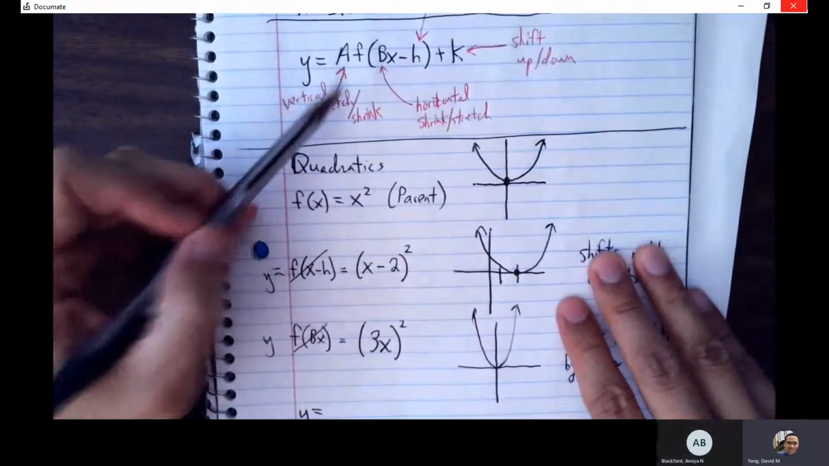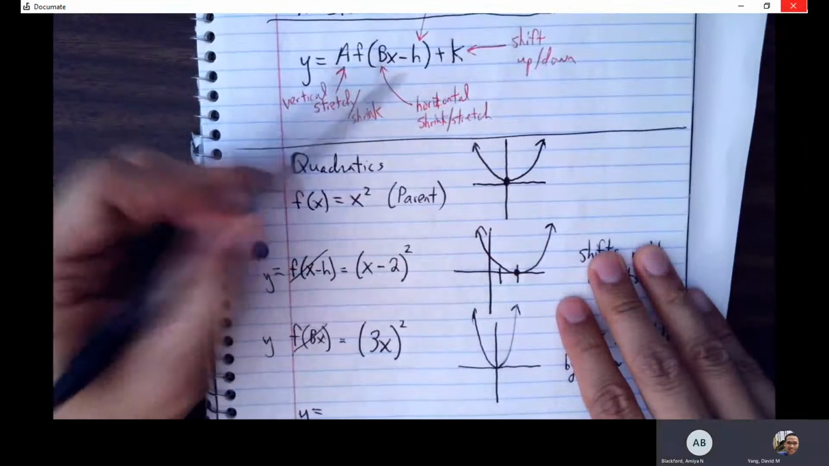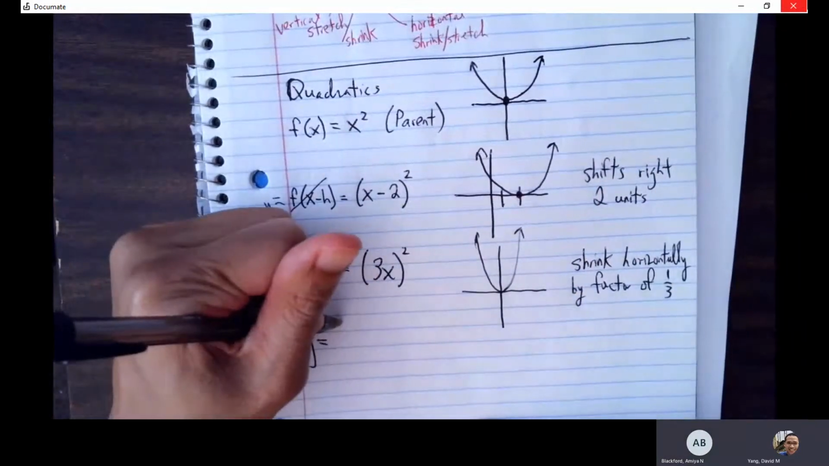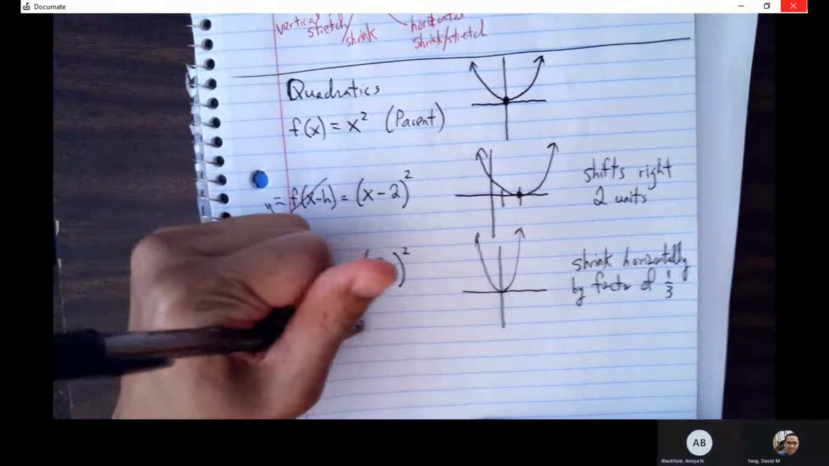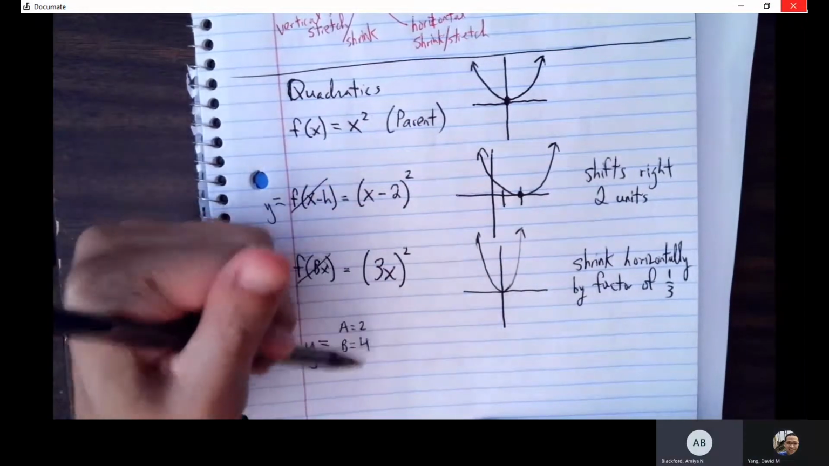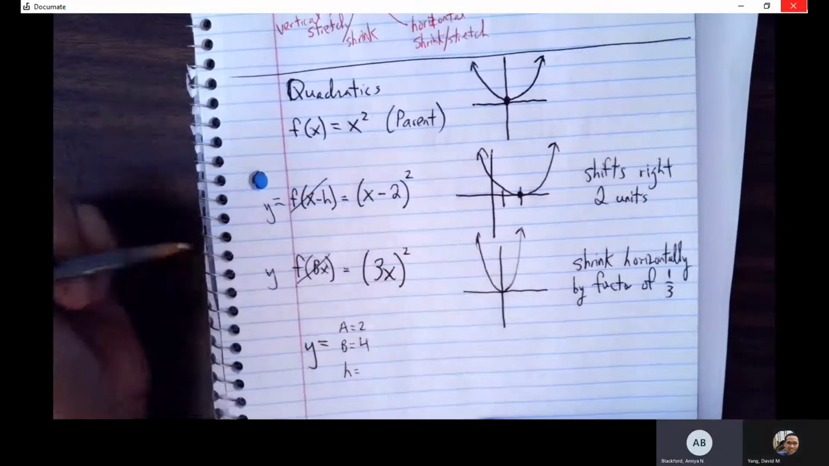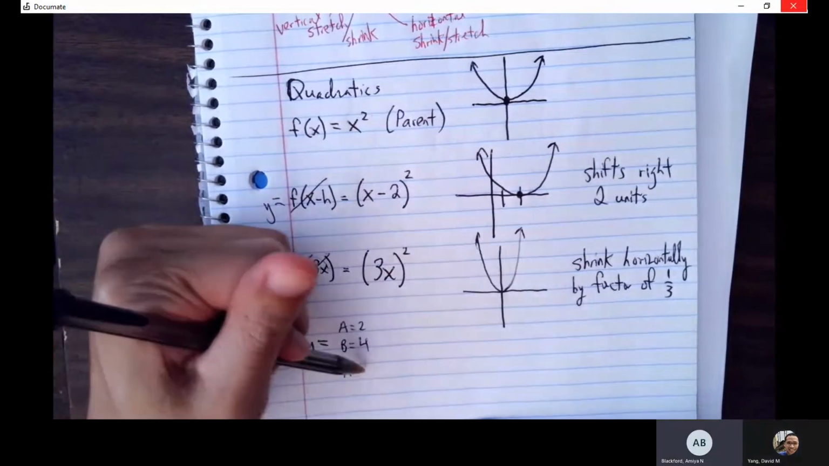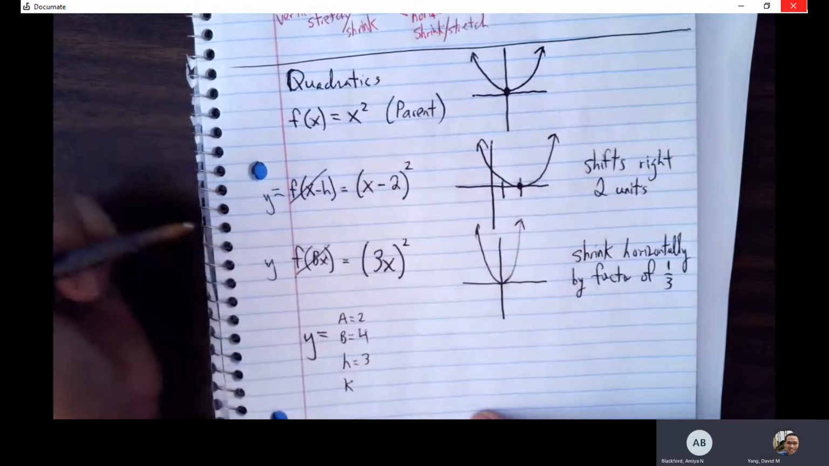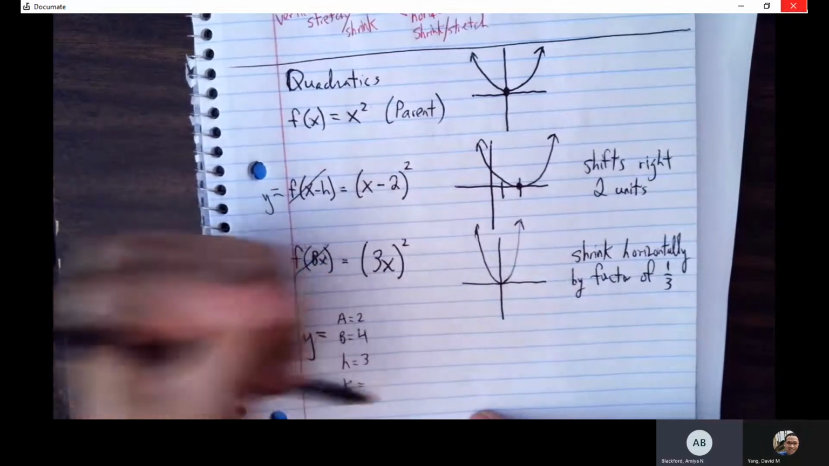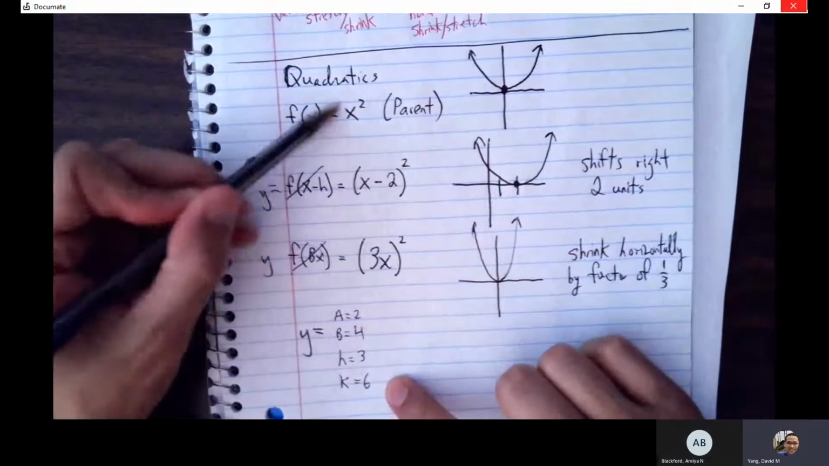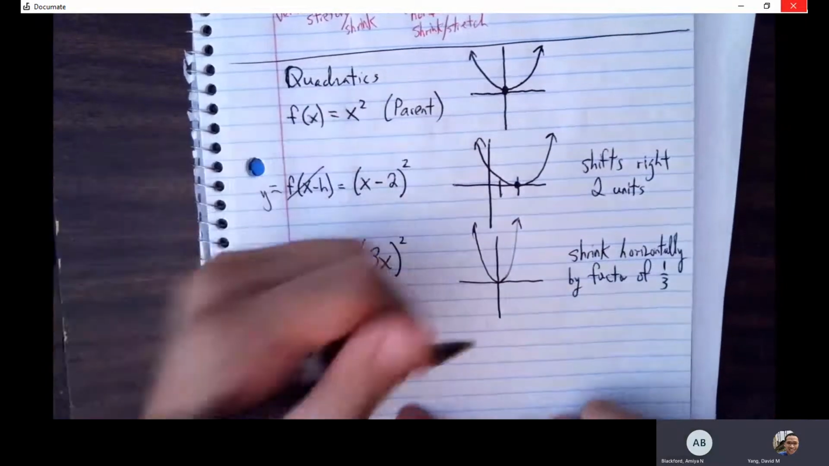What do you think this will look like if I put A, B? So let's pick numbers here. What do you want to choose for A? I'll go with 2. What do you want to choose for B? I'm gonna say 4. H? Probably 3. And then K. I'm gonna do 6. So where would all these go for this function that you want to build?